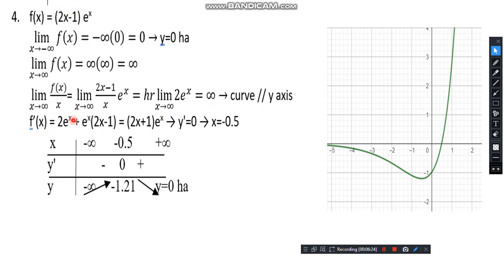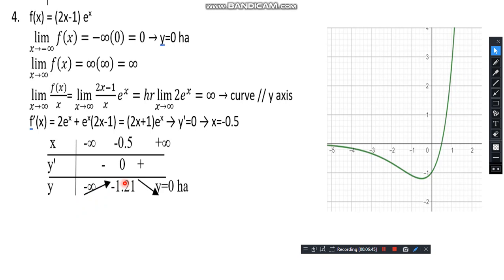Derivative u times v: derivative of 2x minus 1 is 2 times e^x, plus derivative of e^x is e^x times (2x minus 1). You can put e^x in factor. You have 2x minus 1 plus 2. You have 2x plus 1. You equate it to 0. It means 2x plus 1 is 0. x is minus half. If you replace by minus half using your calculator, you have this point.